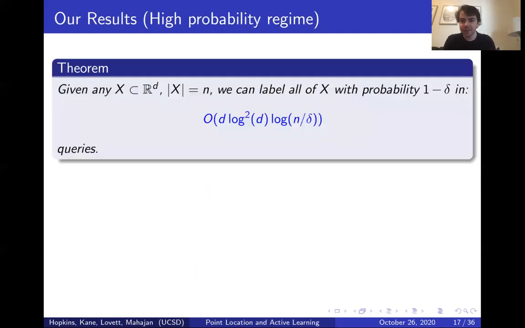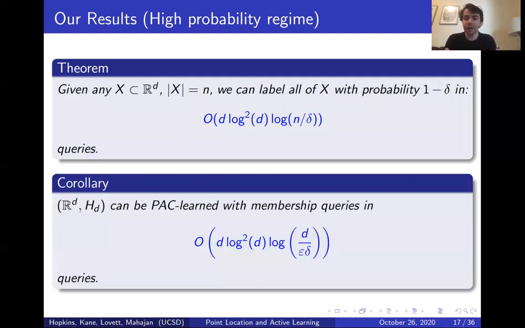Okay, so now I can actually state more formally our results. Let's first look at the high probability regime. We're saying given any arbitrary set x in d dimensions of size n, we can learn all of the labels of x with probability 1 minus delta in about d log squared d log n over delta queries. Remembering the lower bound that was about d log n, this is very close to optimal.